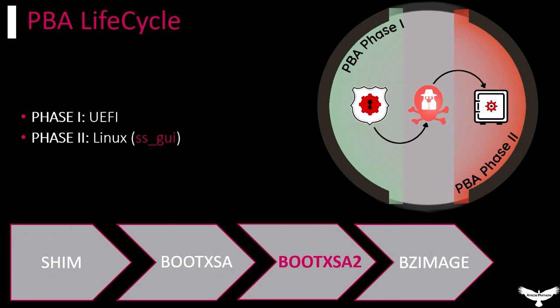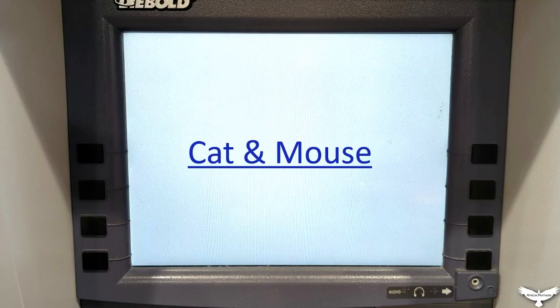Since we now know the index table that's executed as part of the phase one integrity process, we can map that against the Linux initialization. And if we can find a way to jump in the middle of that, we'll be able to achieve code execution and compromise the platform. So challenge accepted. Let's play cat and mouse.